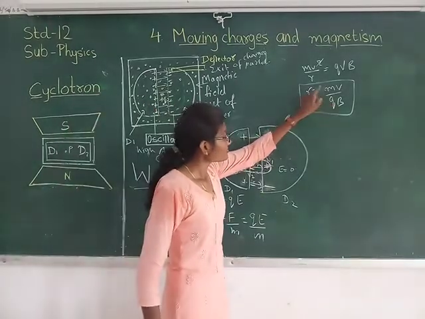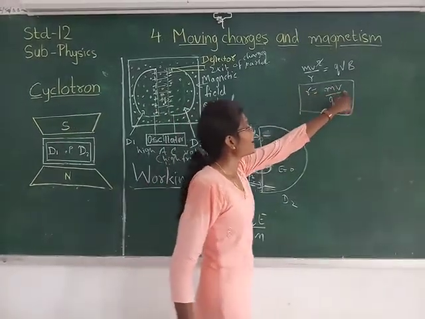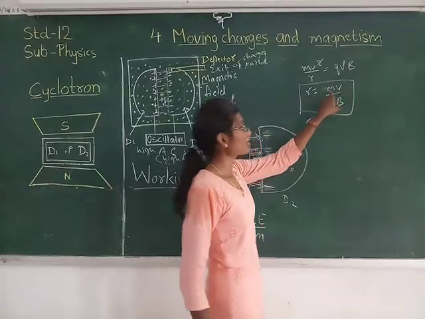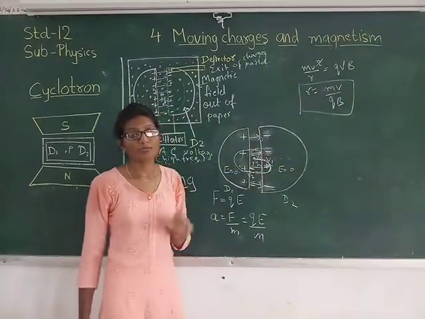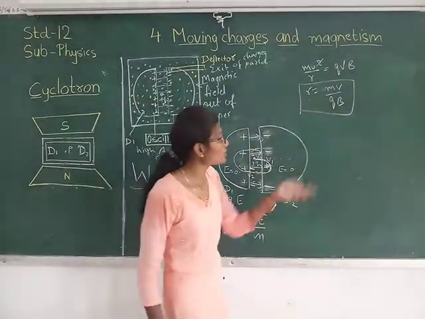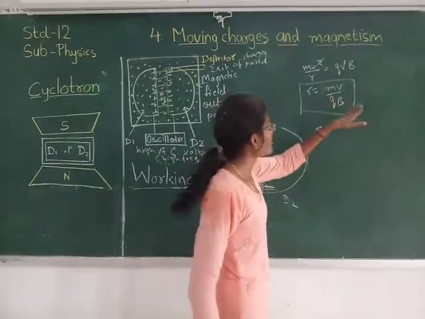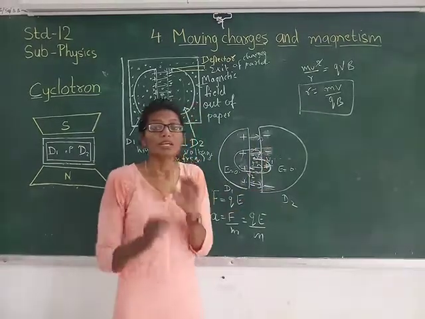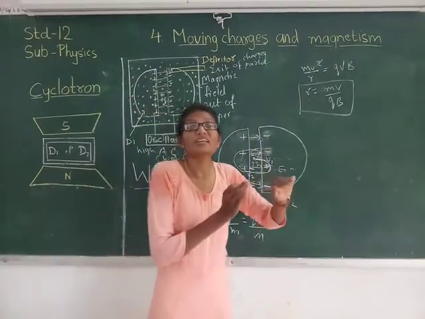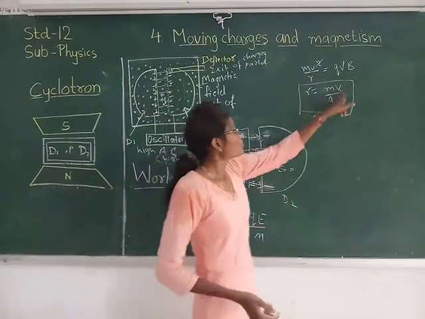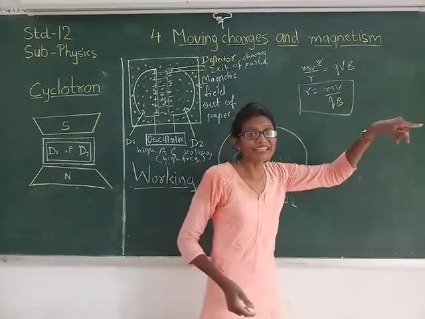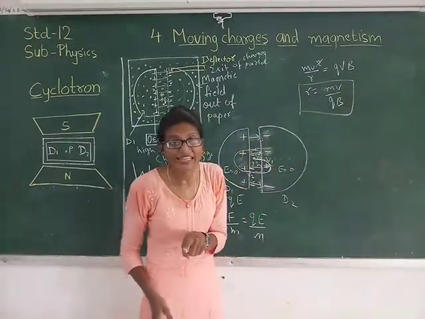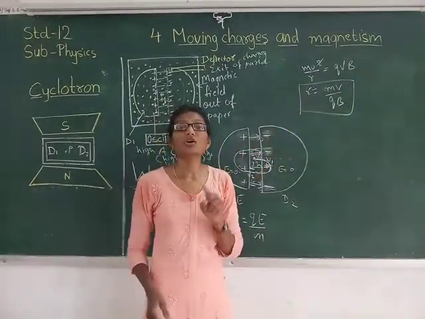Now see, here it depends on the velocity, because mass is constant, the mass of the charged particle is not going to change. The charge will be constant, the magnetic field is constant. So here what is happening? Because of the electric field, the charged particle gets accelerated, right? So velocity increases, and when velocity increases, the radius also increases.